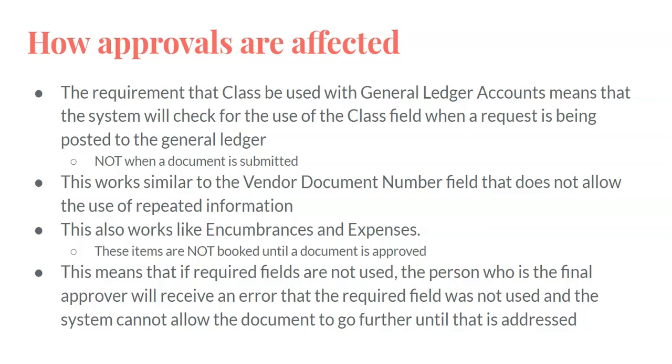So it's important for users to be proactive in either using that general ledger accounts view to see which ones require it, or just to use the field at all times. And this also means that if required fields are not used, the person who is the final approver will receive an error that the required field was not used, and the system cannot allow the document to go further until that is addressed.